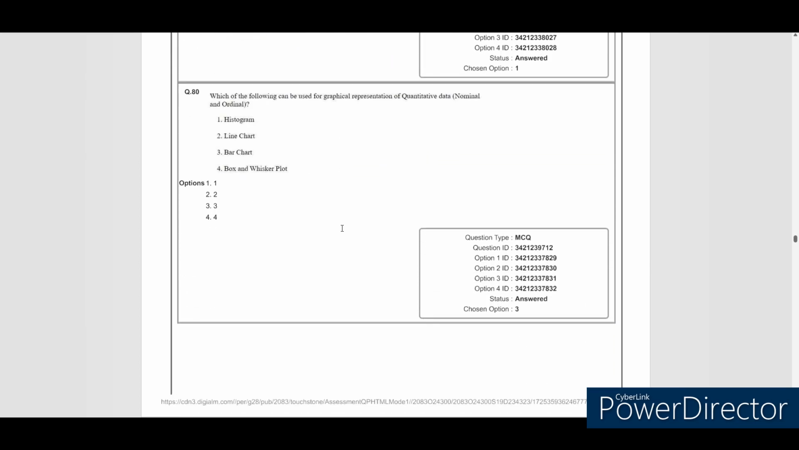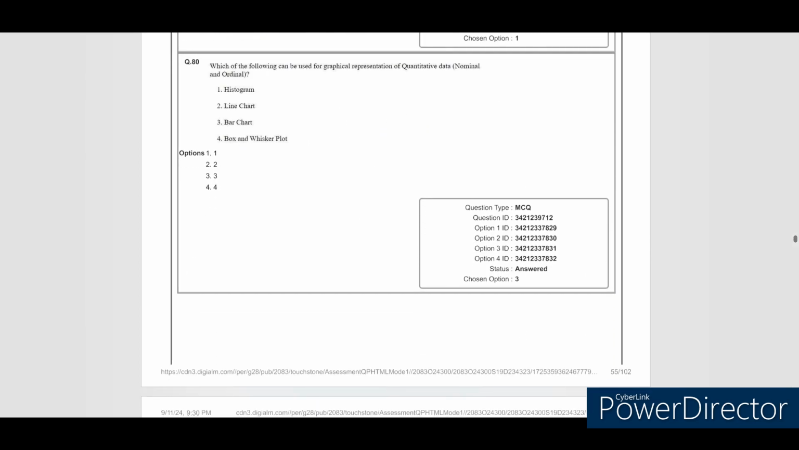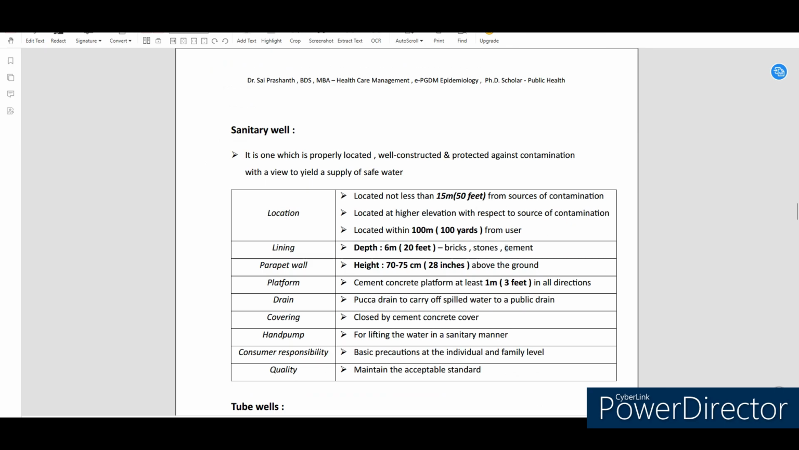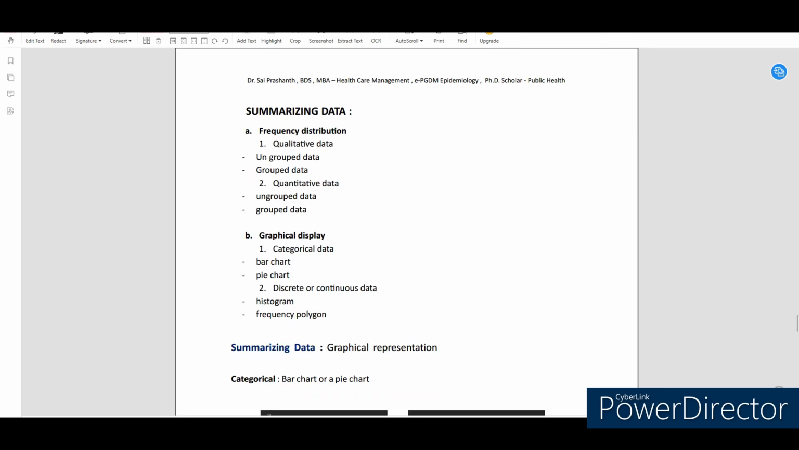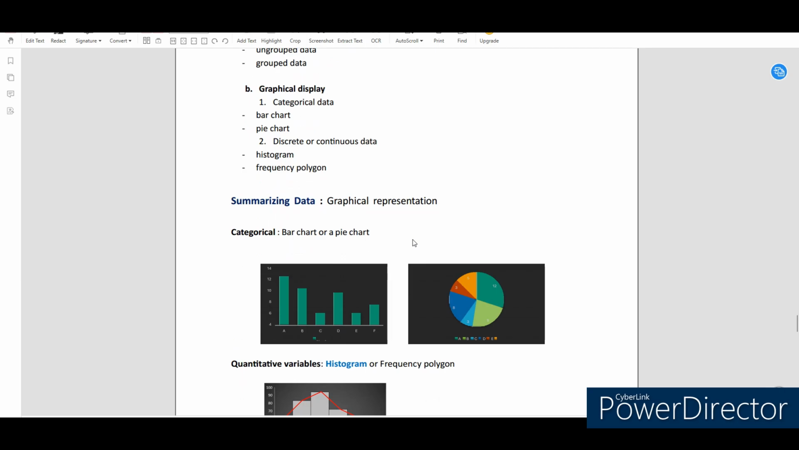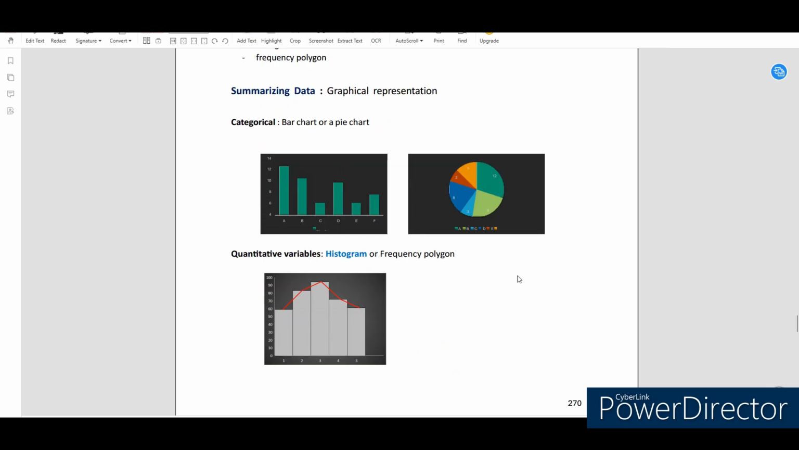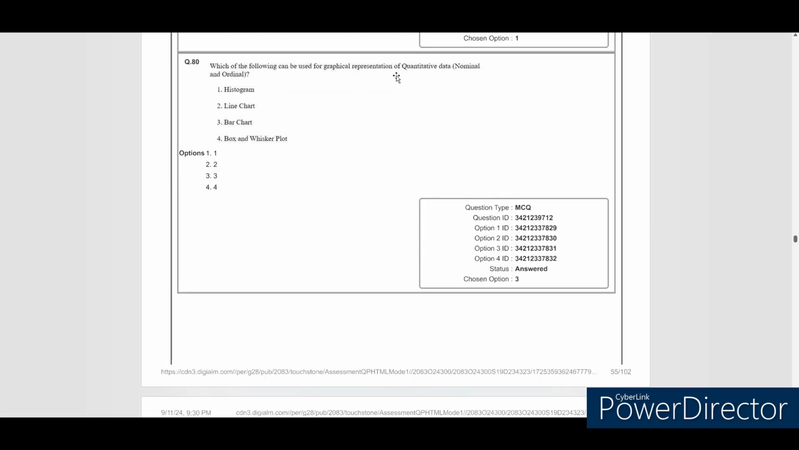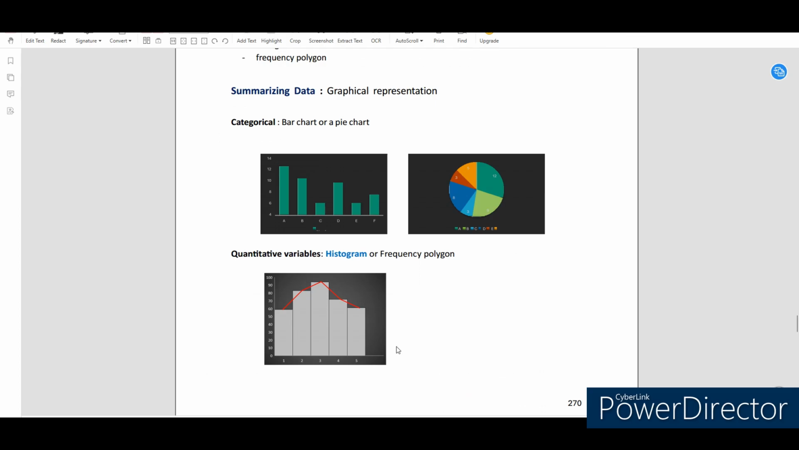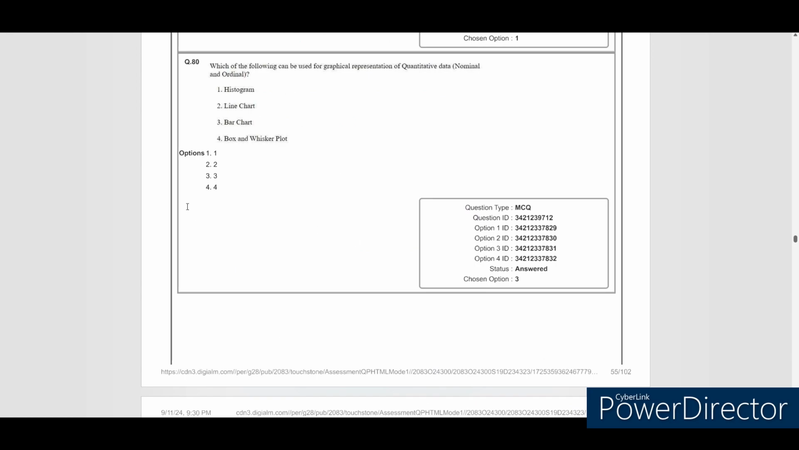Now coming to question number 80, which is also a very direct question. I will show my SMCH notes now. You can see it very clearly, right? In the question they have mentioned nominal and ordinal data. When they use the terms nominal and ordinal, it should be a bar chart or a pie chart. So what is the correct option for this? It should be bar chart. It is option number 3.